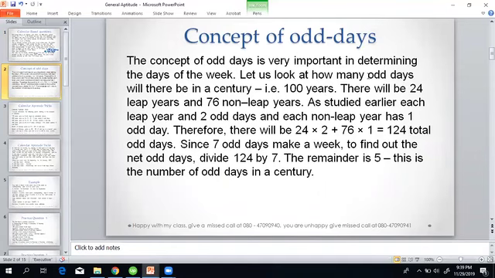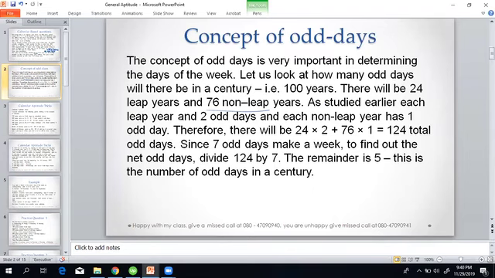The concept of odd days is very important in determining the days of the week. How many odd days will there be in a century, in 100 years? There will be 24 leap years and 76 non-leap years, because after every 4 years there should be one leap year.